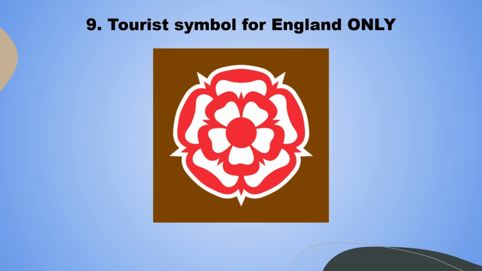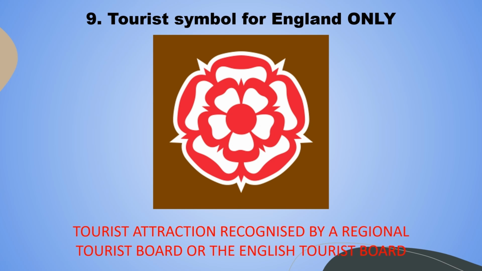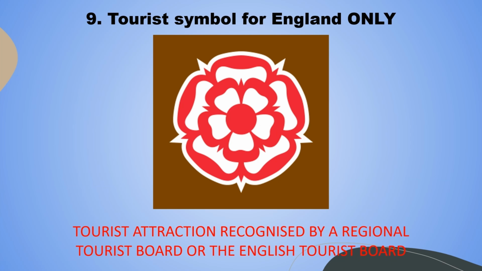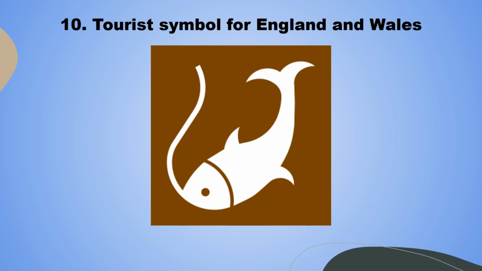Moving on to the next sign, please pay particular attention to this sign because this is a tourist symbol, but only for England. So let's see what this sign means. This sign means that the particular tourist attraction is recognized by a regional tourist board or the English tourist board. So you will only find this sign in England because it's only for England. This sign is a tourist symbol for England and Wales. Again, don't forget to associate the brown color with tourists.